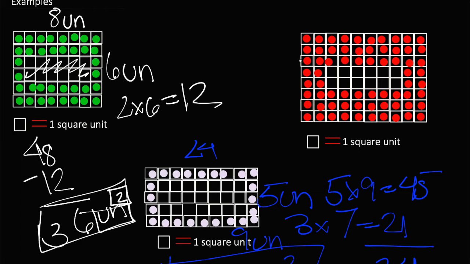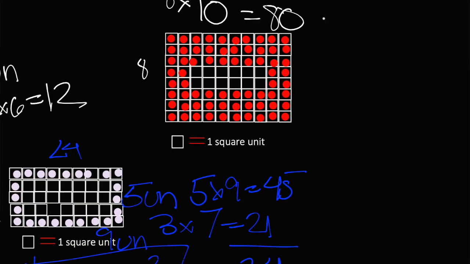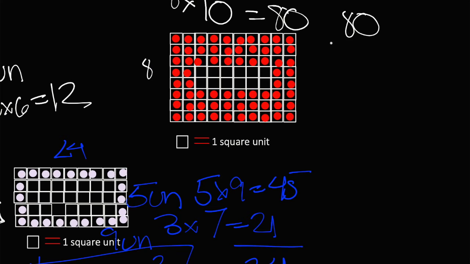So now we're going to be doing this one. So let's find the total area. 1, 2, 3, 4, 5, 6, 7, 8. This is 8, so it's going to be 8 by 1, 2, 3, 4, 5, 6, 7, 8, 9, 10. So it's going to be 8 by 10. 8 times 10 is 80. So we know that the total area is 80.